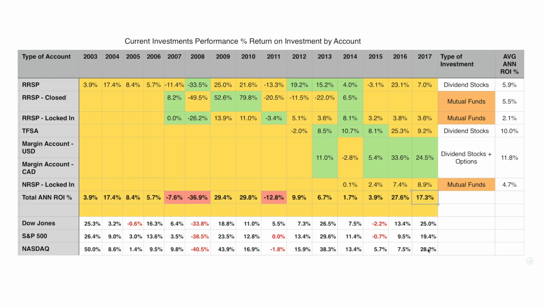You can also use it to compare to the American indexes. So if we look at the Dow Jones, the S&P 500, and the NASDAQ, we can see that they had spectacular years in 2017. We can see that really only one of my accounts was able to keep up with the performance of the rest of the markets. These other ones were sadly lacking.